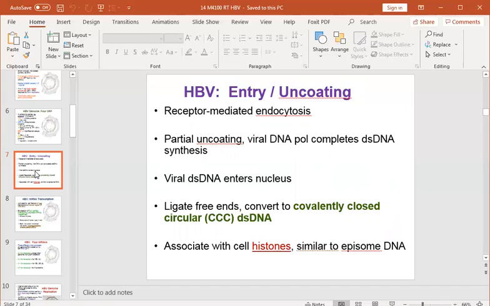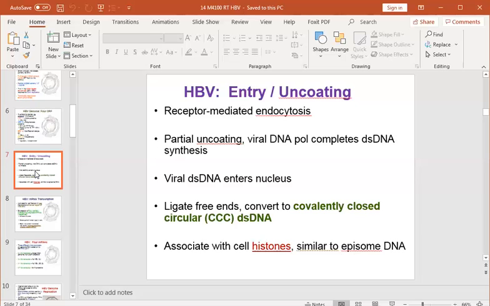Upon entry into the cytoplasm of the host, we have partial uncoating, and then viral DNA polymerase that is brought in by the virus itself completes double-stranded DNA synthesis. The newly synthesized double-stranded viral DNA will enter the nucleus, and the free ends of it will ligate to each other. Remember, they have these terminal repeats.